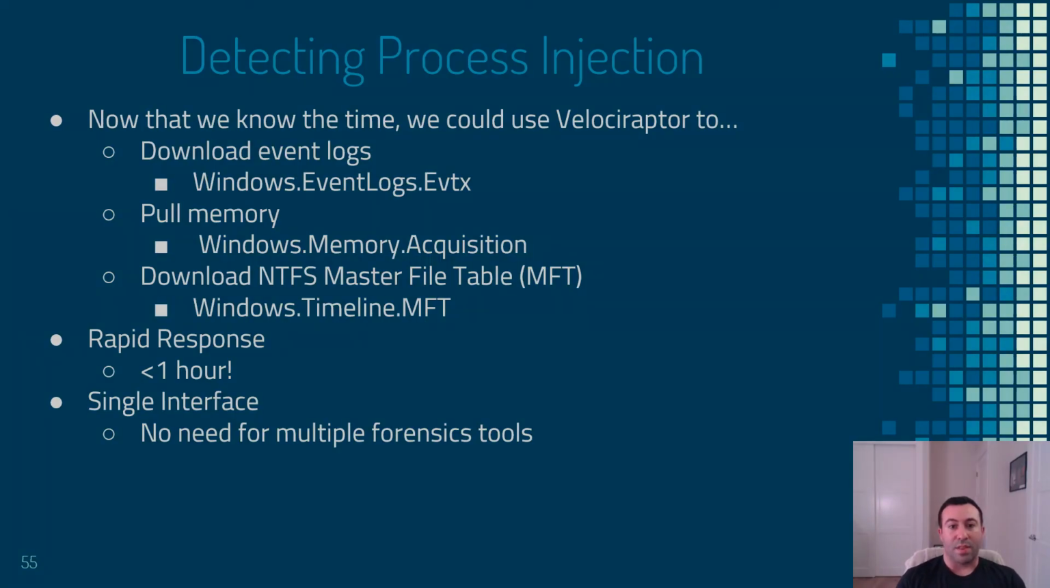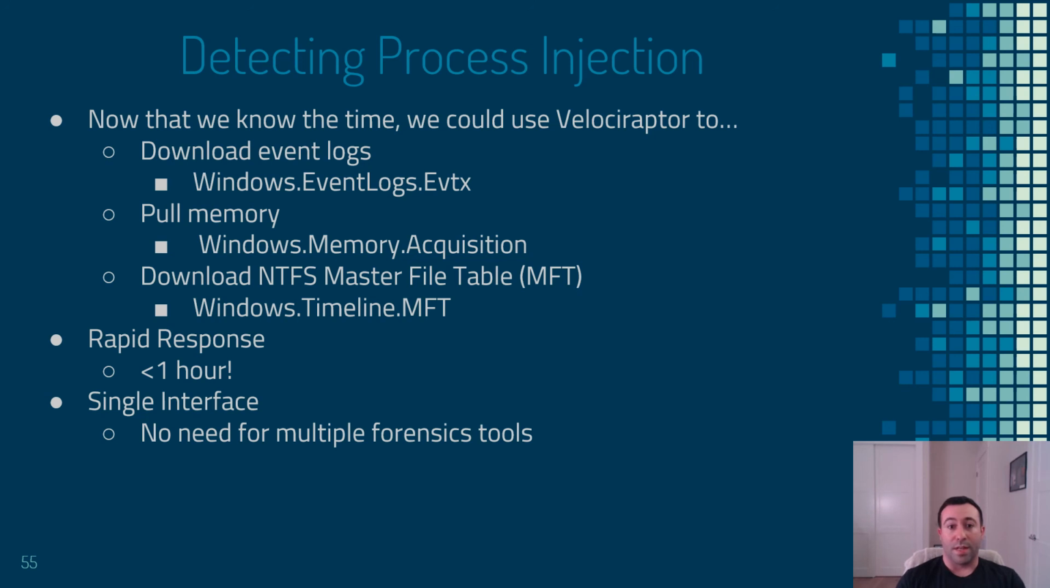Knowing the time that the thread was executed helps us develop a time frame for the incident and set parameters around other artifact collections. To continue this investigation, we could use Velociraptor to download event logs and search through data near that time frame to look for unusual activity.